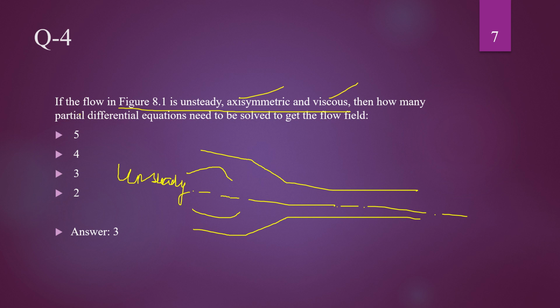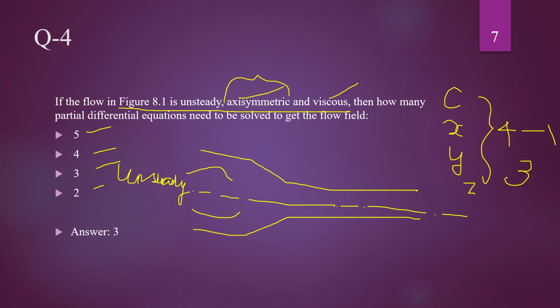How many partial differential equations need to be solved? It is 5, 4, 3 or 2. So generally, how many equations do we need to solve? We need to solve one continuity equation and momentum balance equations in x direction, y direction and z direction. So the number of equations is 4. But it is given that the problem is axisymmetric, so we can neglect one direction of fluid flow and it would be 4 minus 1, so therefore 3.